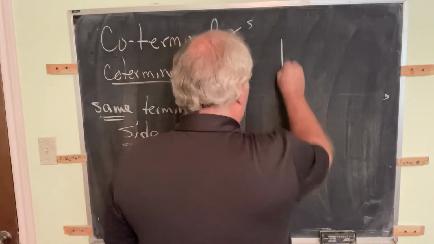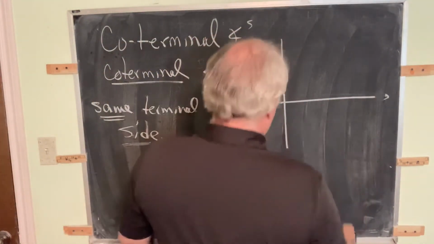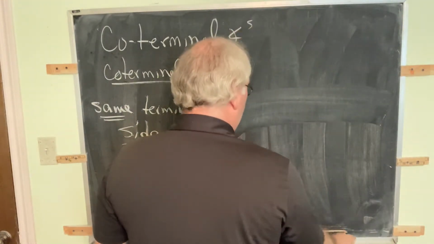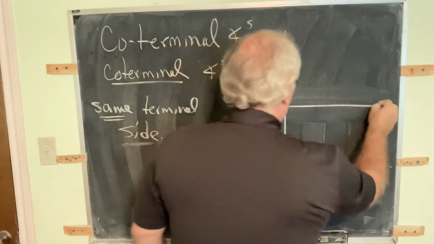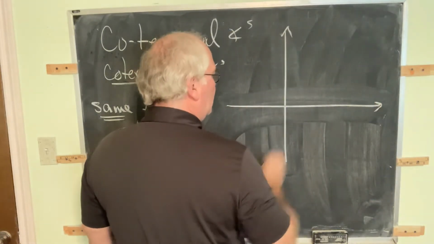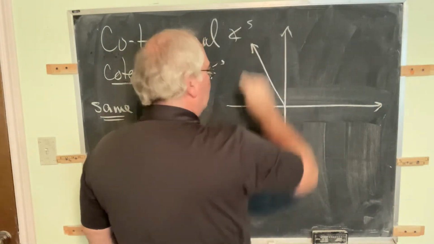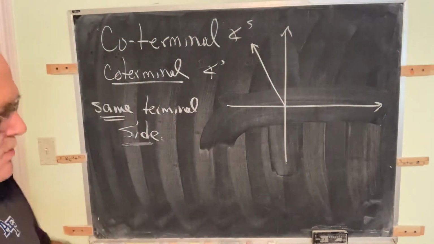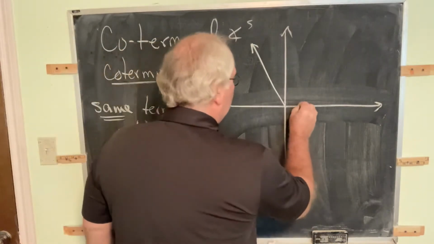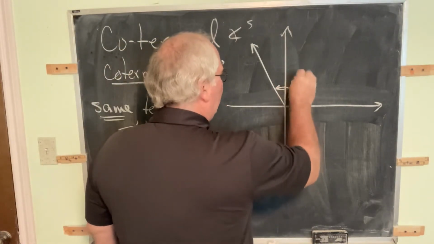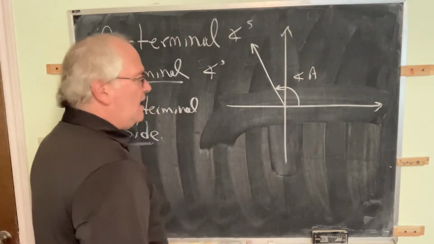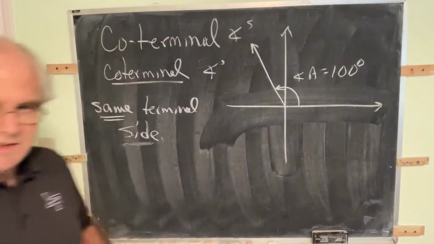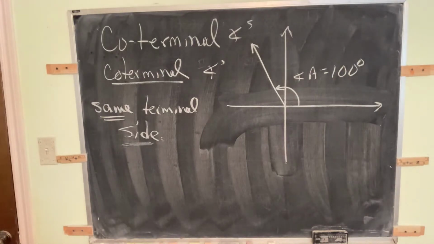So, let's pick a random angle out of the mix here. My coordinate system's kind of crooked there. That's a little better. Suppose I pick that angle at random. And let's make the arithmetic easy. Let's suppose I call this angle A. And let's suppose angle A is 100 degrees. Let's make the arithmetic really easy.